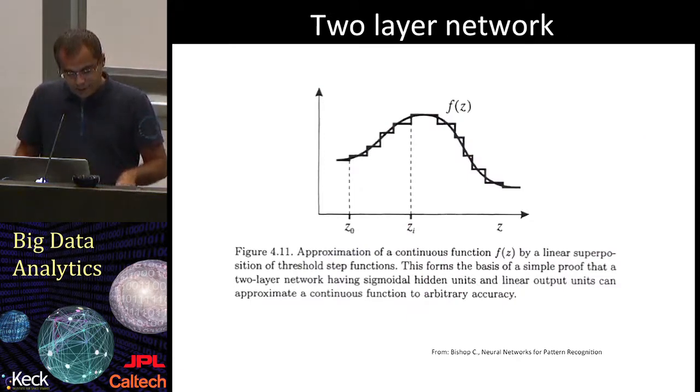Now, it has also been shown that a 2-layer network with sigmoidal hidden units and linear output units can approximate a continuous function to arbitrary accuracy.